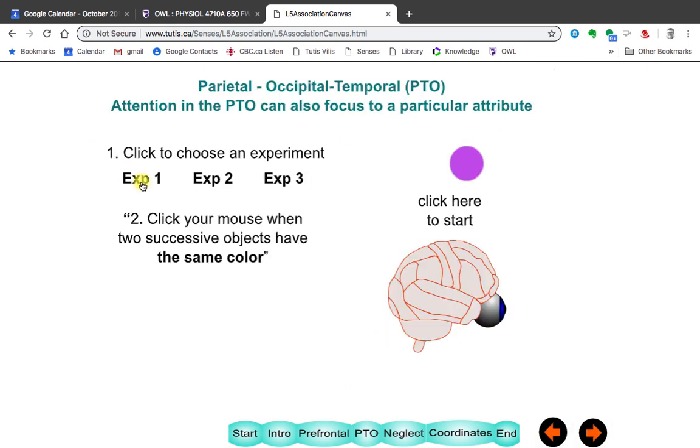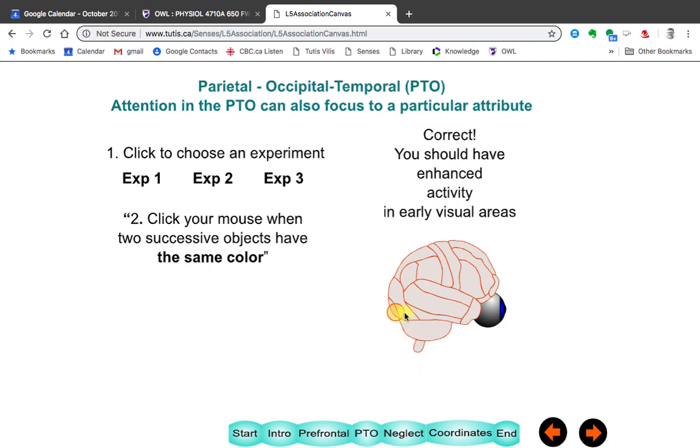Then different areas can be involved in attention. So here, if you are asked to click if two objects are of the same color, so I'll start it up, and so that you were supposed to bang your hands at that point. Dunk, dunk. And if you were doing that, I'm not sure I got this programmed right, but if you did that, then maybe this area here involved in color processing would become active.